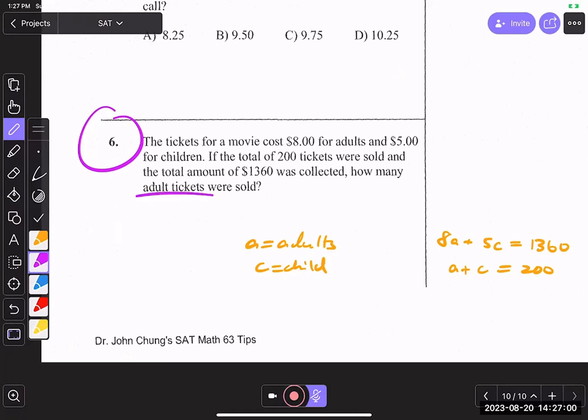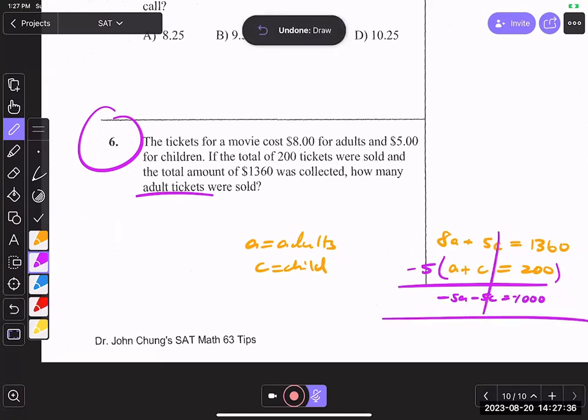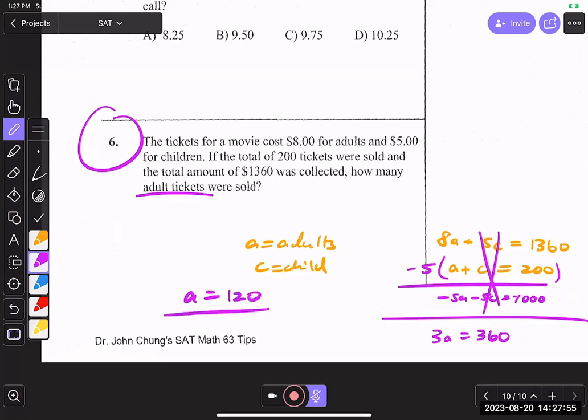Okay, so then to solve for A, I think we can cancel out C by multiplying the A plus C equals 200 by negative 5. So the new equation would be negative 5A minus 5C equals negative 1,000. And then now we can add them together, and negative 5C plus 5C cancels out. And then 8A minus 5A is 3A, and we would get 360 on the other side. And then we would divide both sides by 3 to get the number of adult tickets sold, which is 120.